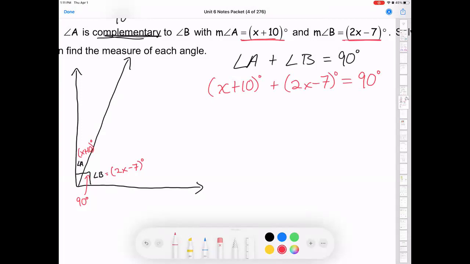Next, our goal is to solve for x. To do that, we're going to combine like terms. This is very common when you're solving these problems. Usually you substitute in, dump in the stuff that was given, and now you combine like terms. So we have a 1x brought together with this 2x, a grand total of 3x. Then we have positive 10 and negative 7. When we bring those together, we get a positive 3, equals 90 degrees.